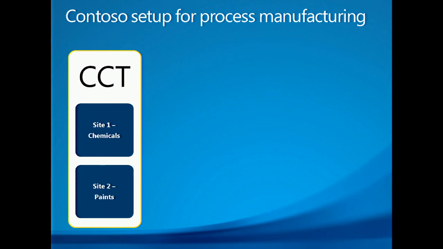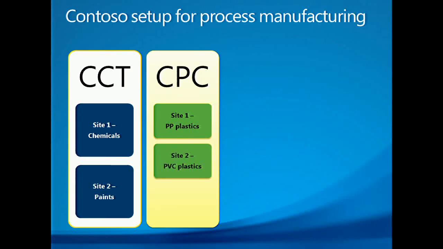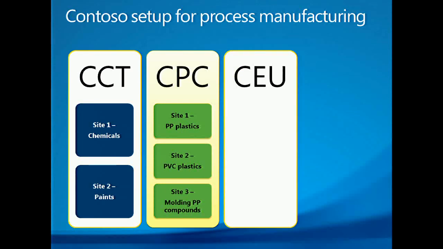So we've got a company called CCT, a chemicals company, Contoso Chemicals Taiwan, and it's got 2 sites. One of the sites makes some chemicals, and the other site makes paints. Then we've got another company called Contoso Plastics. It's based in China, and they have 3 sites. The first site makes some polypropylene plastics. The next site makes some polyvinyl chloride plastics. And the last site is basically molding the PP plastics into various compounds.